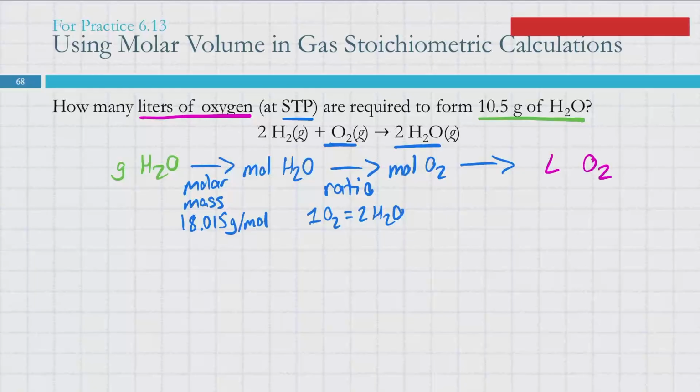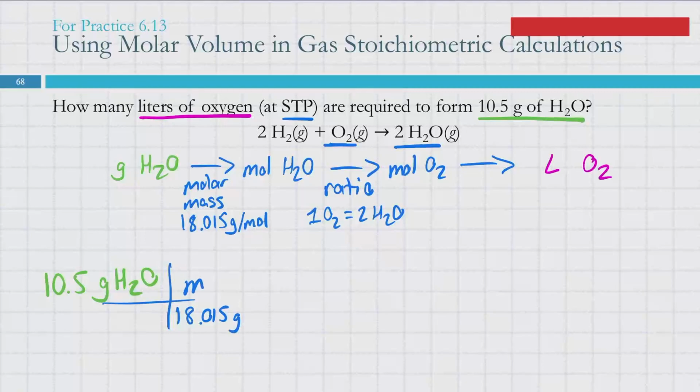Okay, so starting with 10.5 grams H2O, we need to divide by our molar mass to get moles. So the grams goes on the bottom, the moles go on the top. 10.5 divided by 18.015, 0.582, and some other stuff, moles of H2O.